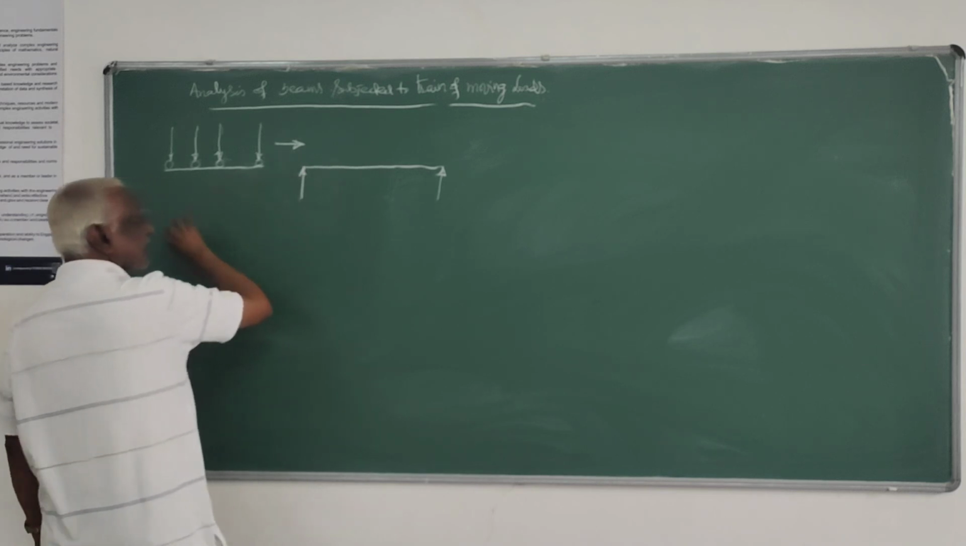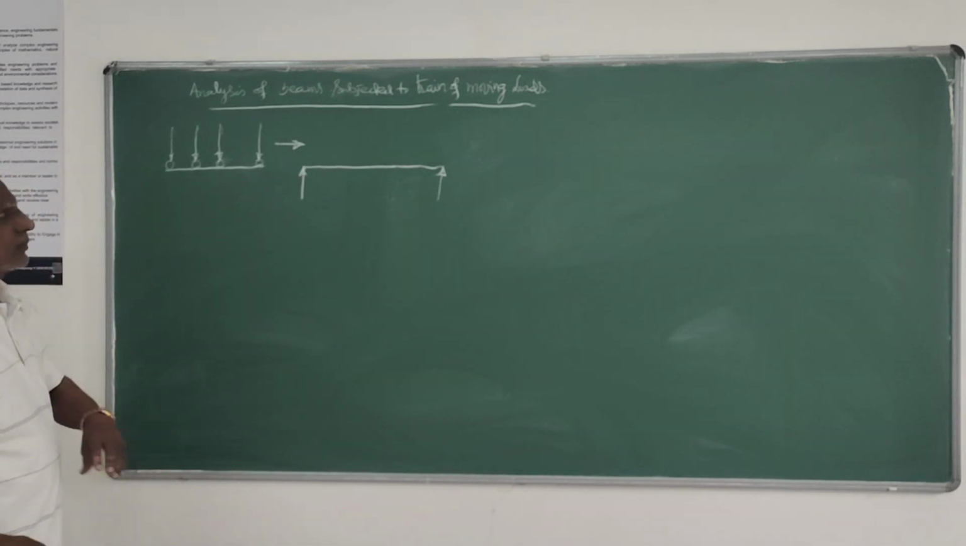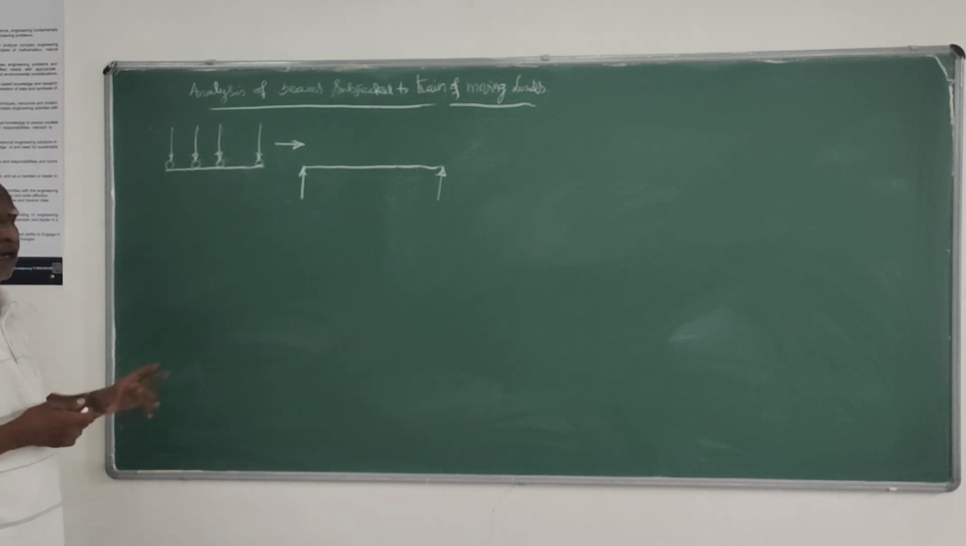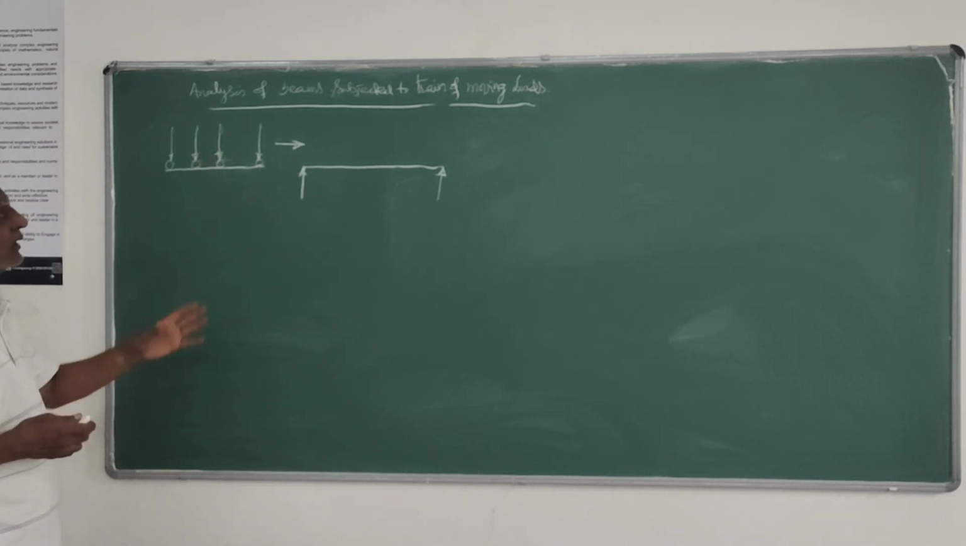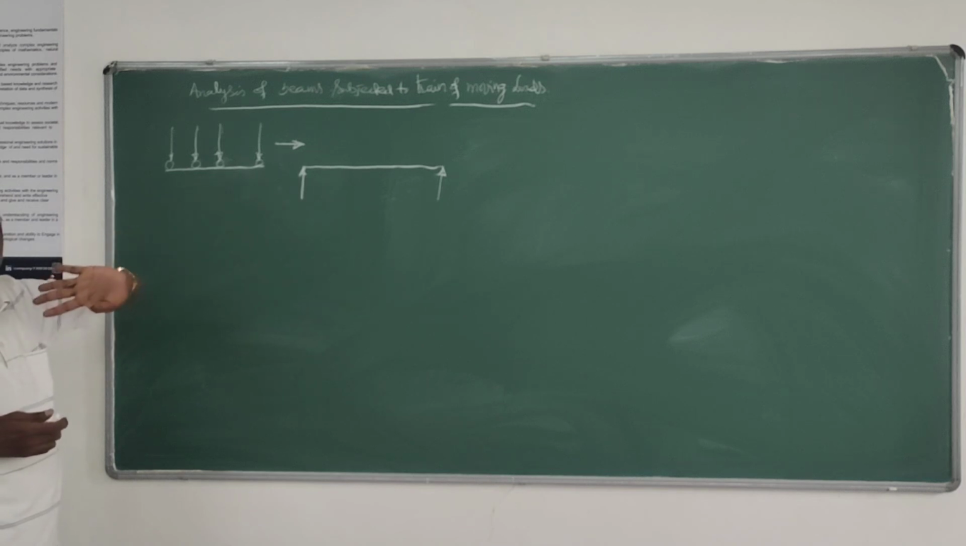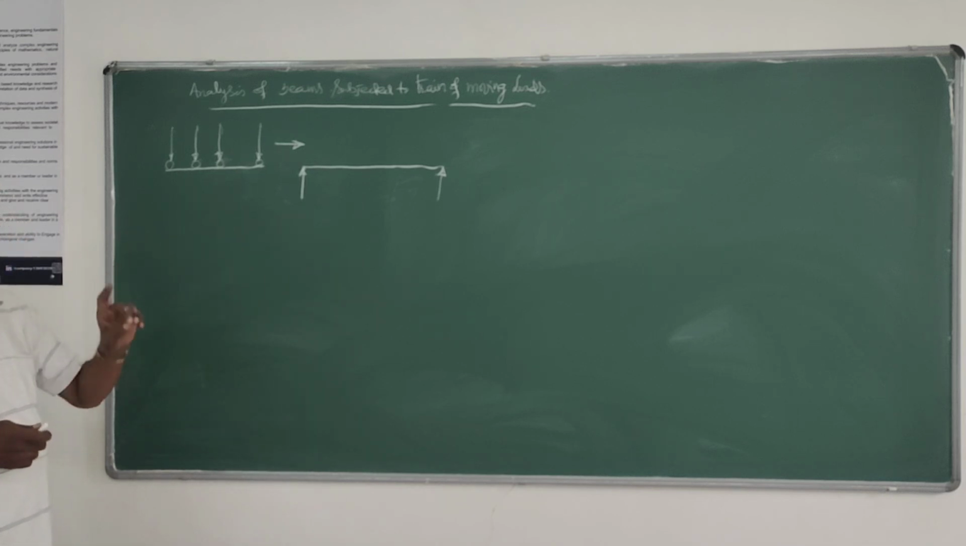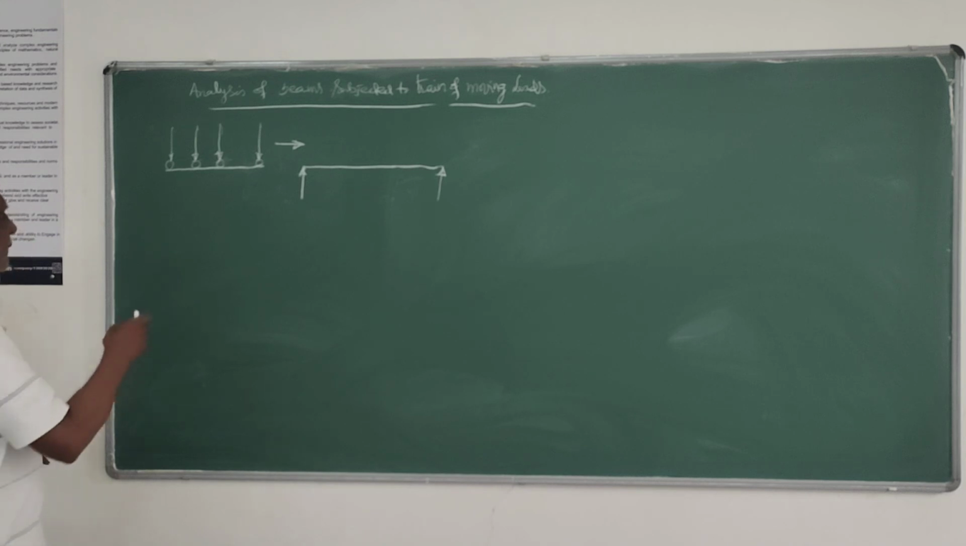Due to this movement, there will be maximum shear force developed in the ends of the beams, as well as at any section, the maximum shear force and bending moment at any section, and absolute maximum shear and bending moment for the design of beams. All these four quantities we have to determine.